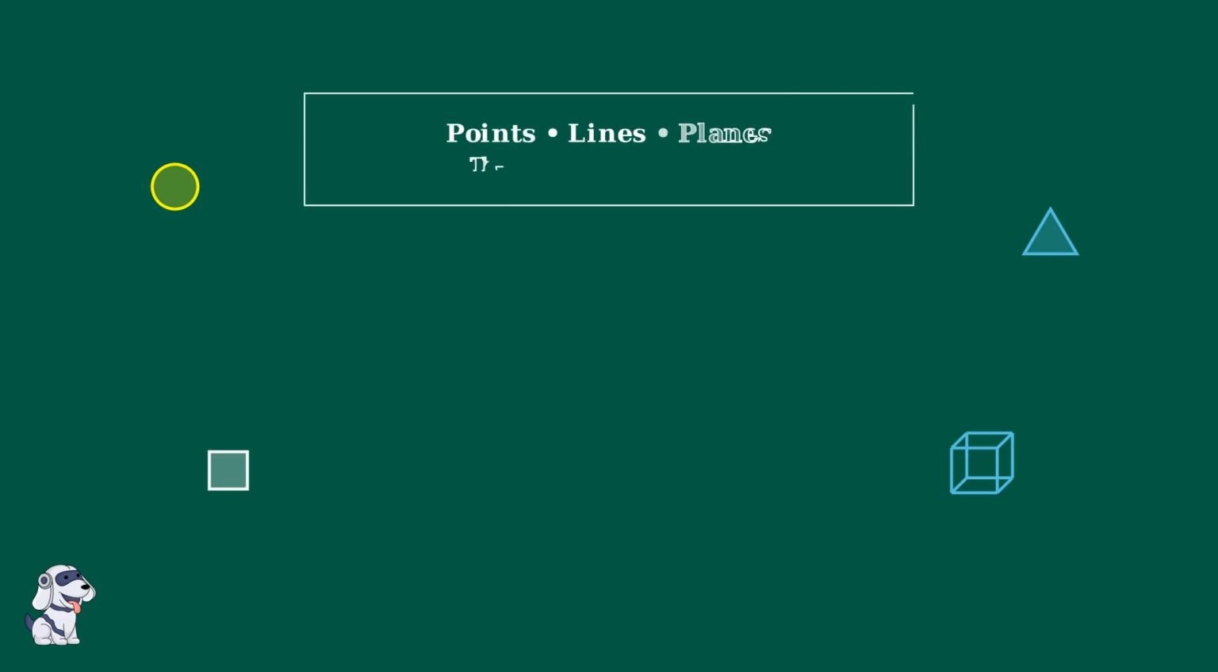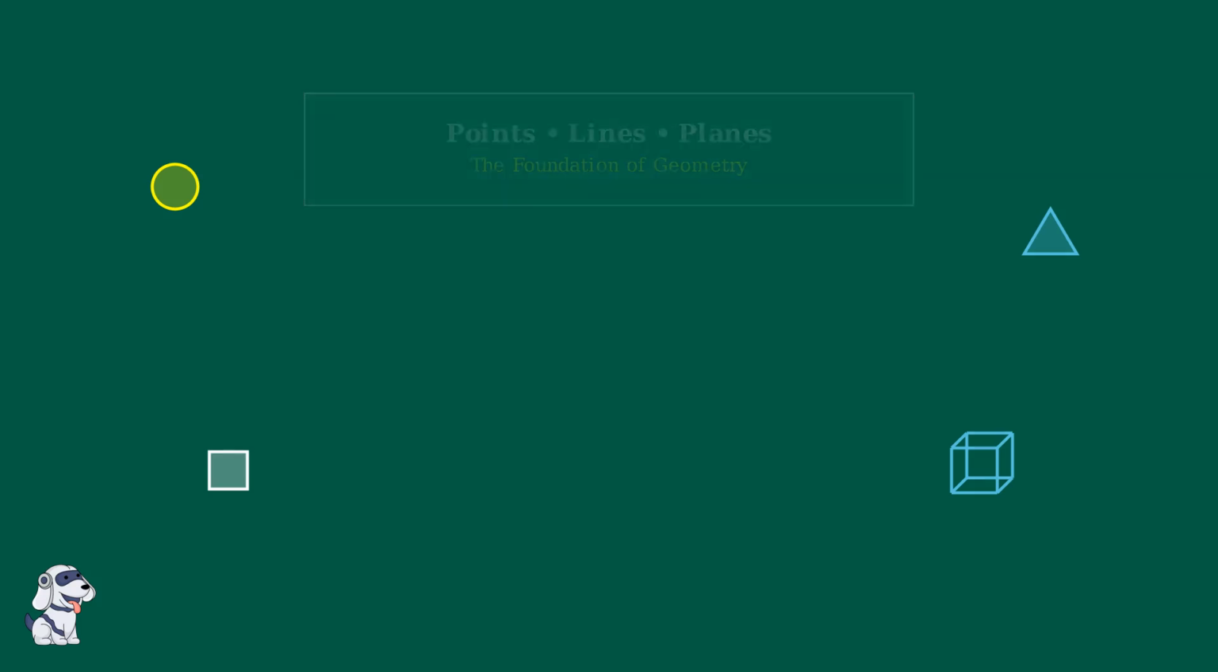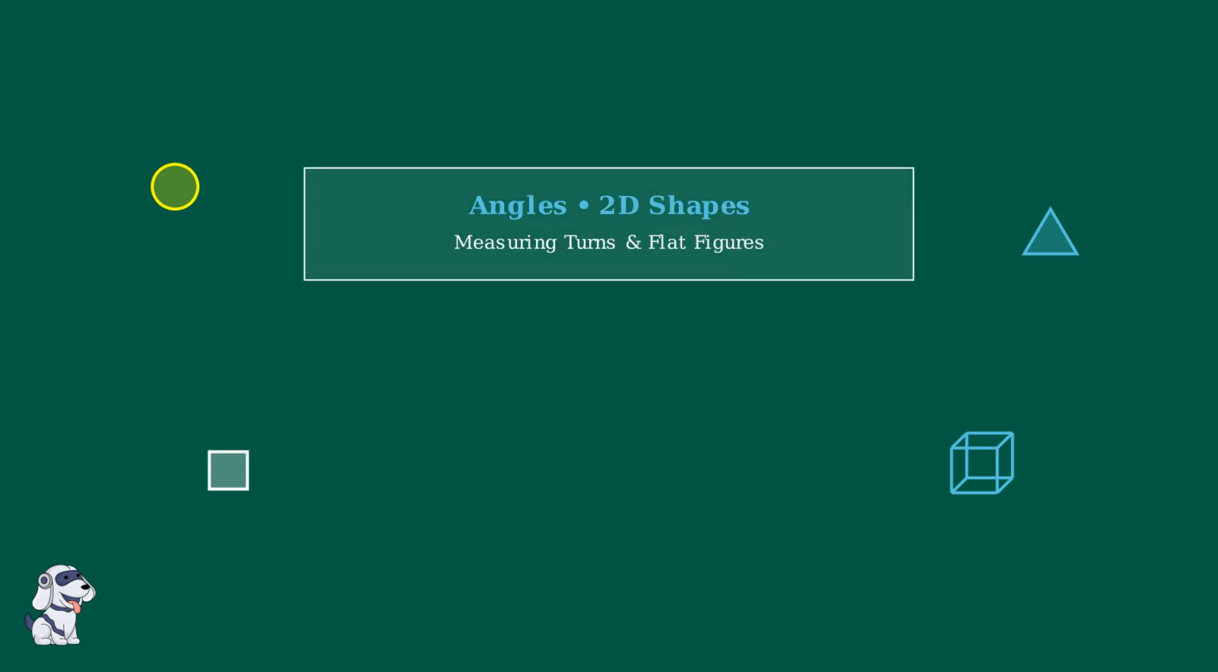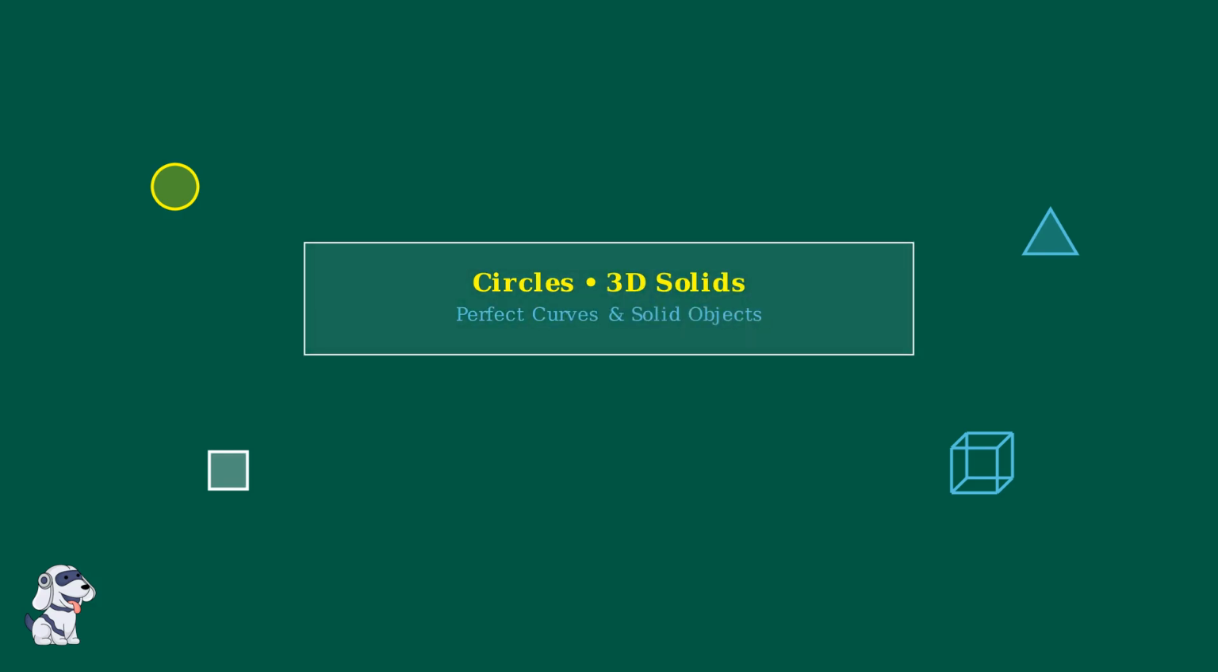We've covered so much ground in our geometry journey. Let's take a moment to recap the amazing concepts we've explored together. We started with the fundamental building blocks: points that mark locations, lines that extend infinitely, and planes that stretch in all directions. We discovered how angles measure turns and rotations, and explored the wonderful world of two-dimensional shapes like triangles, squares, and rectangles. We explored the perfect symmetry of circles with their radius, diameter, and circumference, then ventured into three-dimensional solids like cubes, spheres, and pyramids.